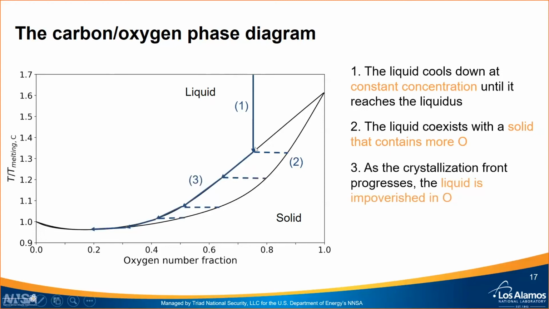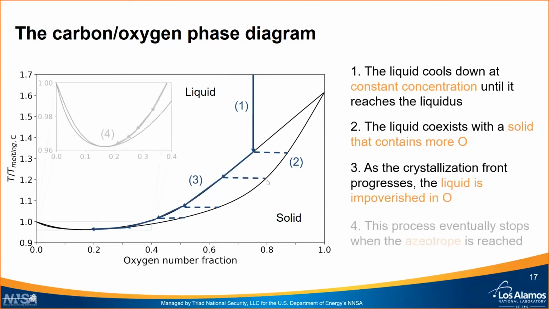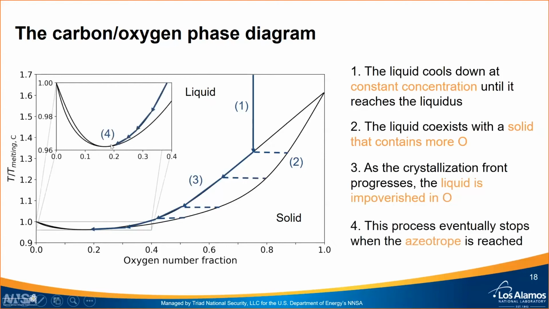So you will deplete the liquid in oxygen and form oxygen-enriched solid. And eventually this stops because we reach a point in the phase diagram where the liquidus and the solidus touch each other. This is the azeotrope point. Past this point, there is no more phase separation, no more gravitational energy release. So the white dwarf will simply crystallize at a constant concentration.